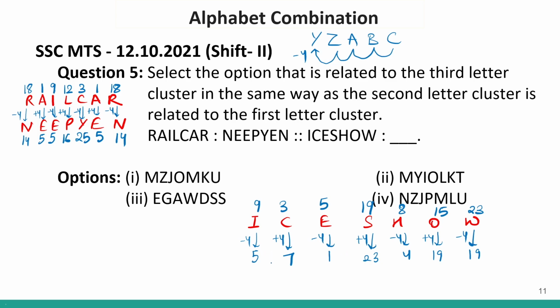At 5th position, what do we have? We have E, right? 7th position, we have G. Then A. 23rd position, we have W. Then D. And 19th position, we have S. So the missing element is E, G, A, W, D, S, S. This is given in which option? This is given in option number 3. So option number 3 would be the correct answer to this question. Okay.